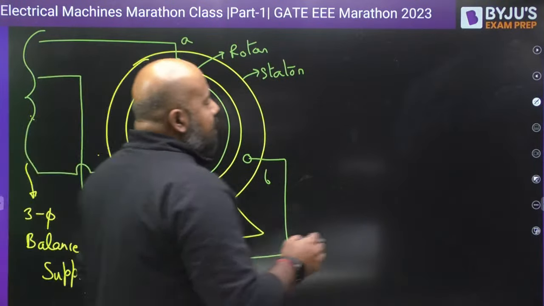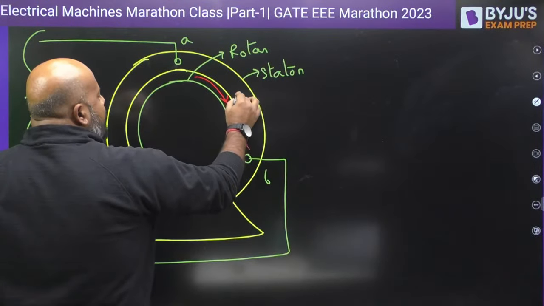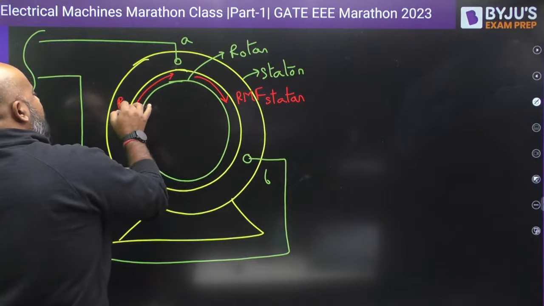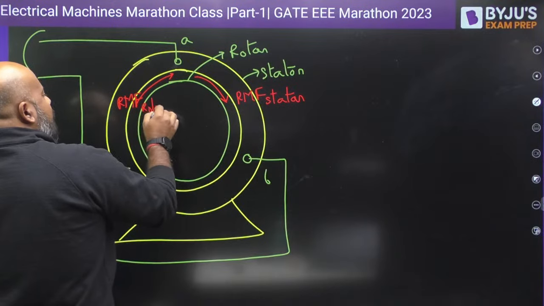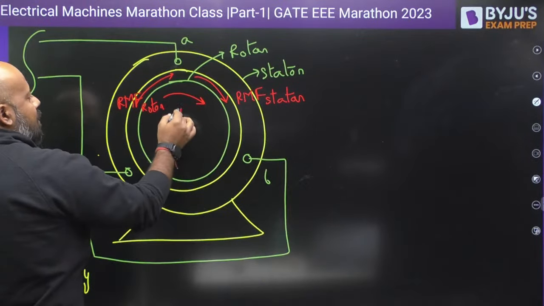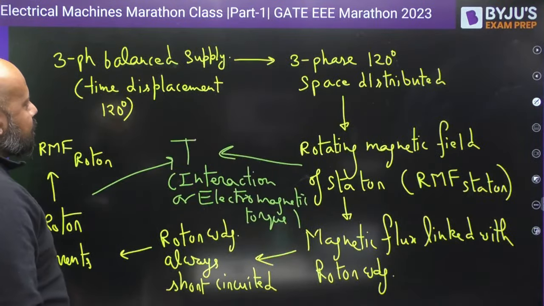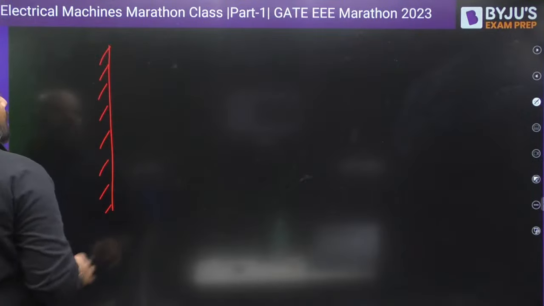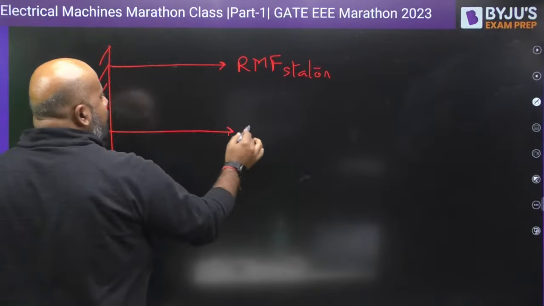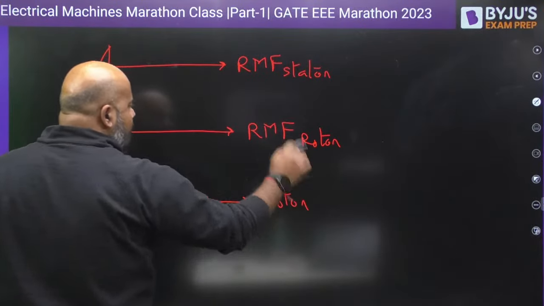if I have to show you the rotating magnetic field of the stator, this is running at the first place. Behind this, you have the rotating magnetic field of the rotor. So the rotating magnetic field of the stator is ahead, the rotating magnetic field of the rotor is behind, and because of the interaction of these two fields, the rotor rotates at some speed. Now if you see the relation, you have the rotating magnetic field of the stator, the rotating magnetic field of the rotor, and the rotor rotating at some speed.